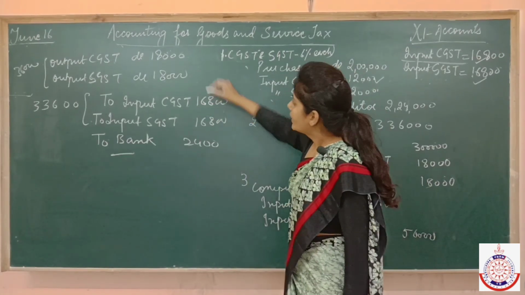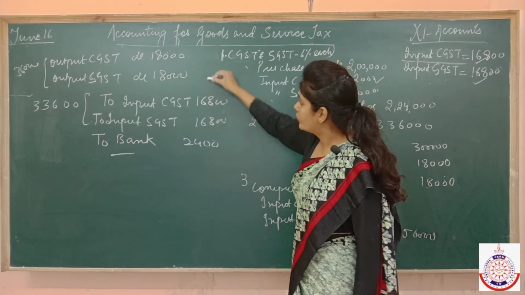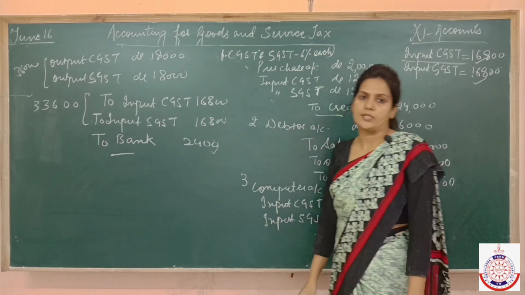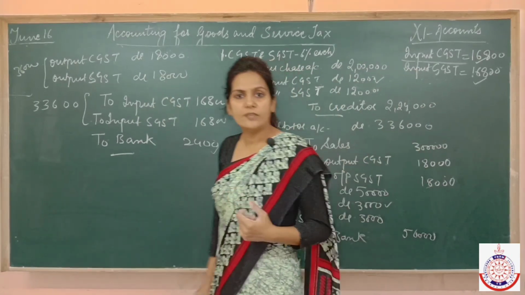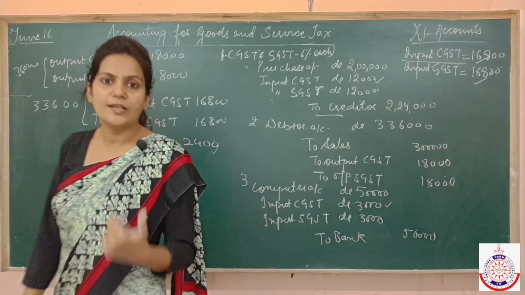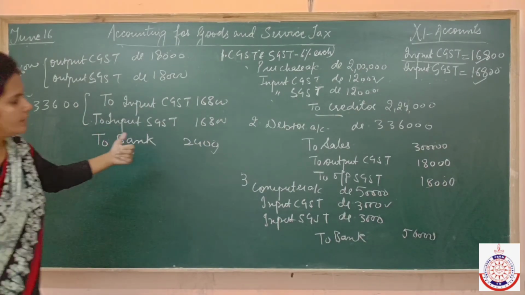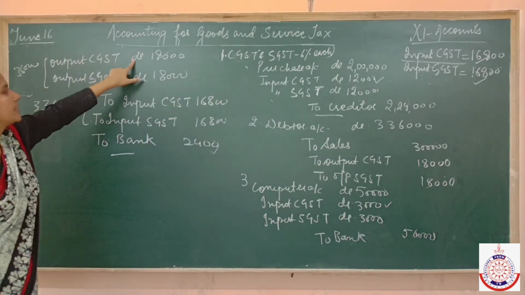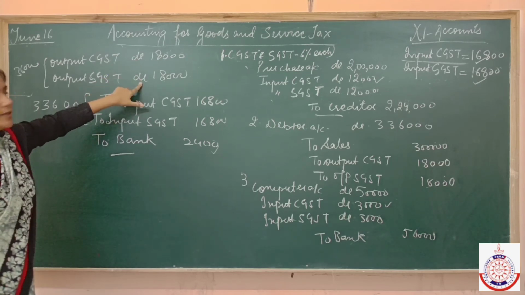What I will do, जितना हमने collect किया है और जितना pay किया है, आप दोनों को subtract कर देंगे, and remaining only you will give it to the government. I hope this point is clear. This output was a liability for us because we had to give it to the government. Now this entry is passed so that we can make the payment to the government. It means that our liability has been decreased, so we need to debit the liabilities. Output CGST, output SGST will be debited.